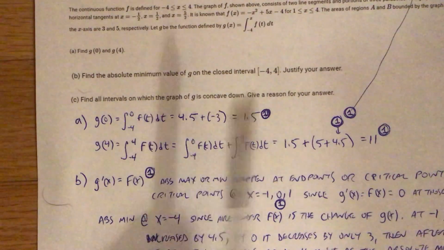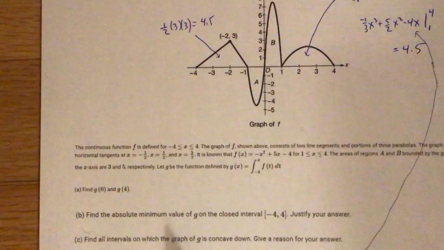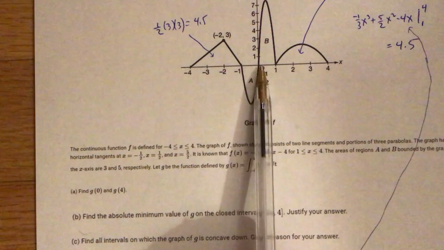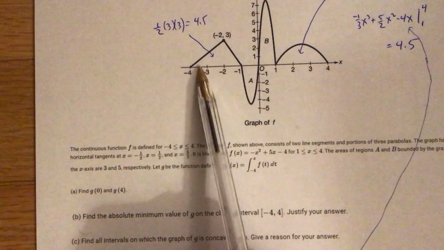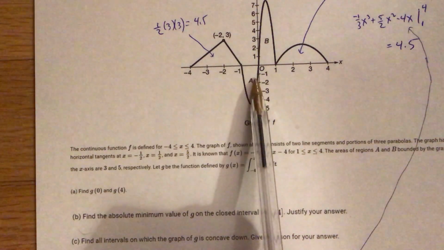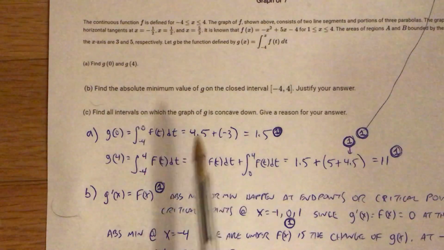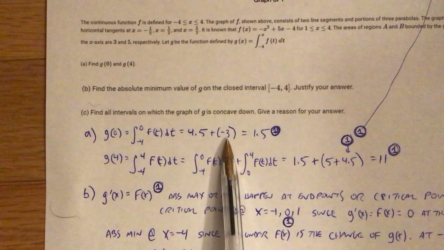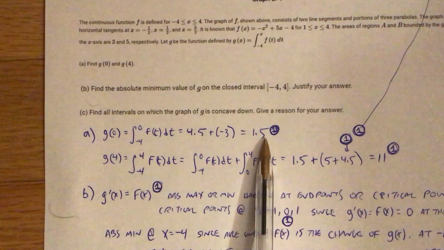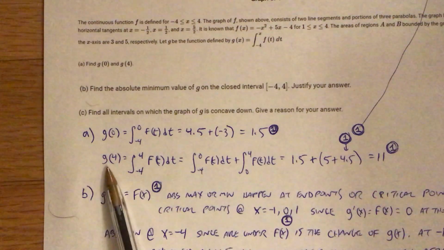Basically, I should be able to get that area from what I found. If I go from -4 to 0, I'm going to get positive 4.5, and then this area of -3. So I get 4.5 and -3 put together is a total of 1.5. One point for that. Then I need g of 4.